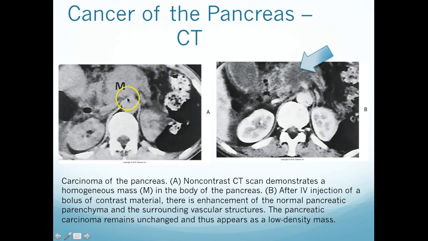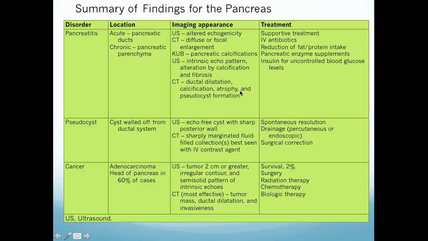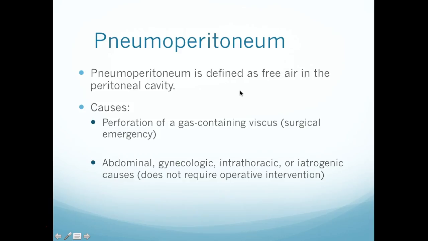Here's a CT, and you can see this big mass right here, and that is in the pancreatic head. And you can see the contrast enhancement, you can see that there's a tumor within that. The one thing I wanted to show you is the ring enhancement here. It looks like a porcelain gallbladder, but just incidental there. Here is your summary of findings for the pancreas.